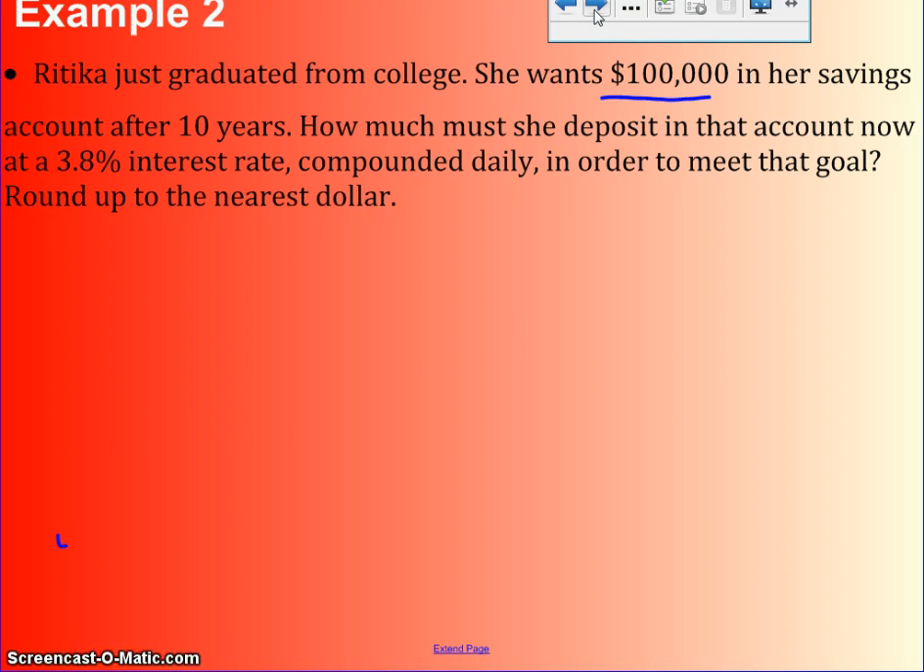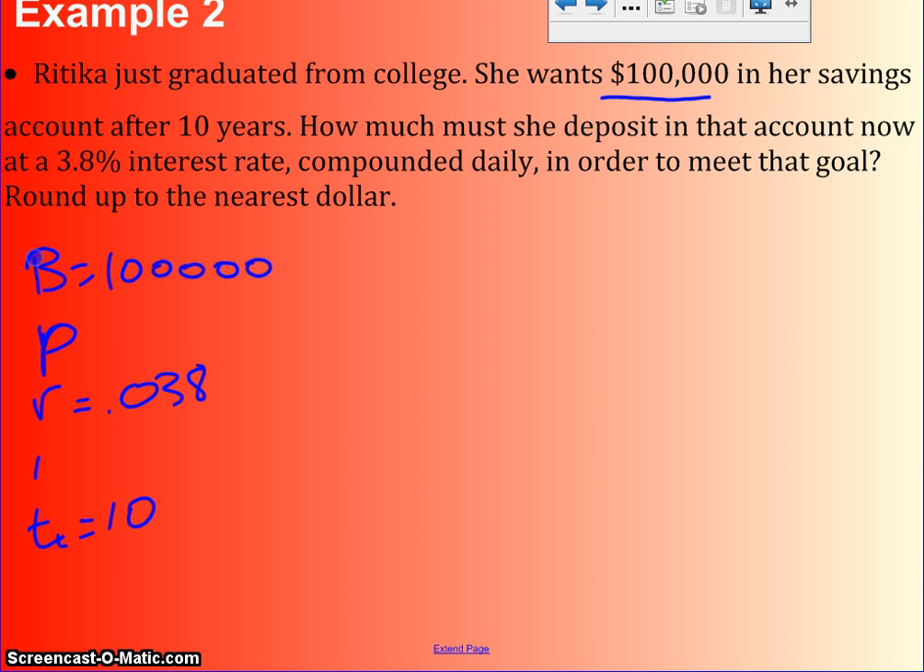All right, next example. Rakita just graduated from college, and she needs $100,000 in her savings account. She wants that in 10 years. How much must she deposit into an account now at a rate of 3.8% that is compounded daily? So my question mark there is on principal.